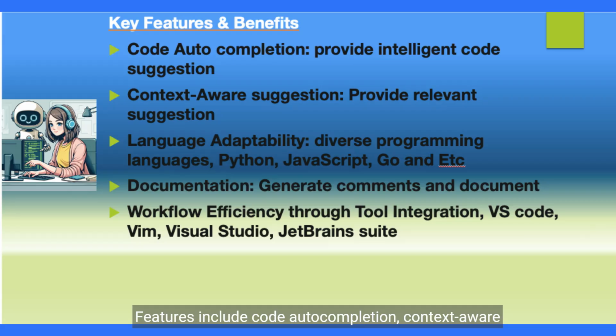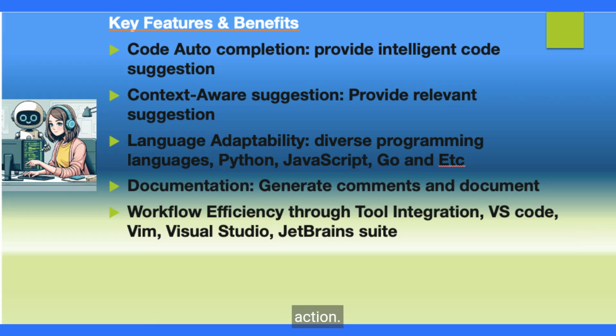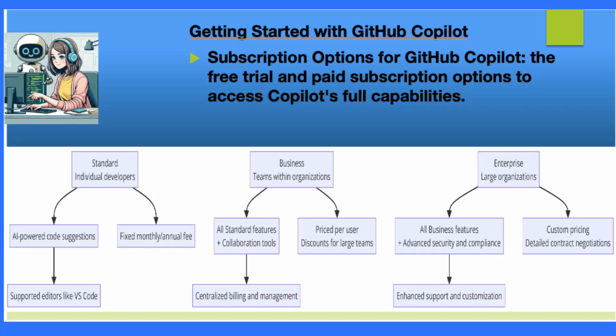Features include code auto-completion, context-aware suggestions adapting to your coding style, a chat interface within your IDE for direct assistance, and code refactoring options to improve existing code. Let's see a demo to witness GitHub Copilot in action. You can view subscription options.